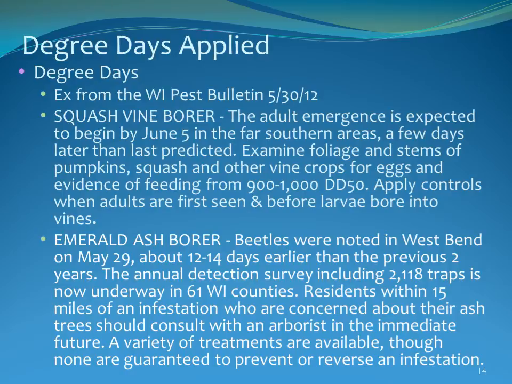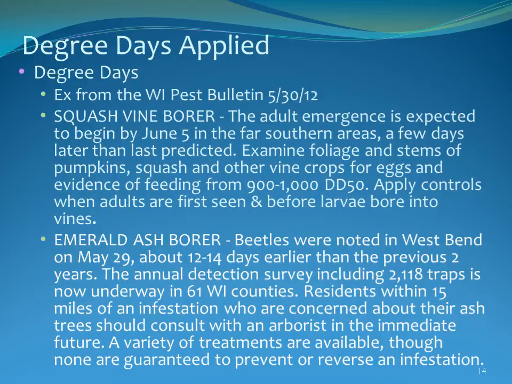And so what they do, taking that insect's life cycle and the degree days, is tell you to start examining foliage and stems of pumpkin, squash, and other vine crops for eggs and evidence of feeding from 900 to 1000 degree days, and then apply controls when you first see the adults. Controls would be things like sprays, in the case of the squash vine borer, or potentially nematodes injected into the squash vine, predatory nematodes, before the larvae bore into the vines. Another thing that you could do is wrap the base of the vine with aluminum foil up to about 12 inches, and that will help discourage the squash vine borer from laying its eggs in the vine.